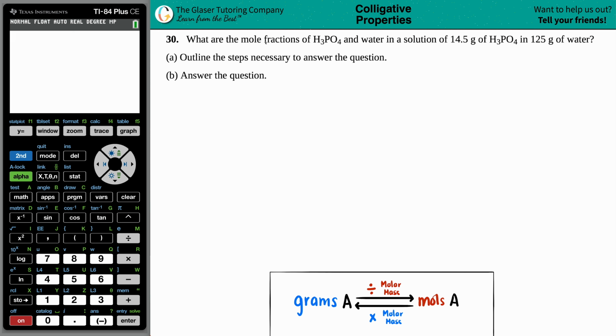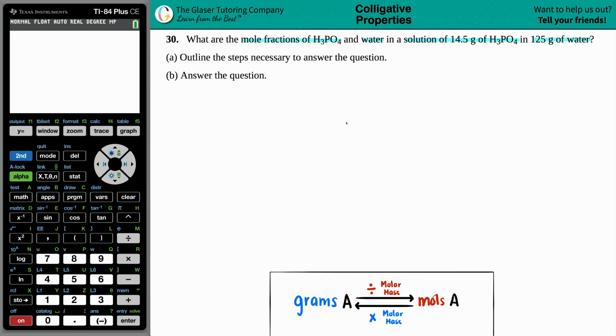Number 30. What are the mole fractions of H3PO4 and water in a solution of 14.5 grams of H3PO4 in 125 grams of water? Then we have letter A: Outline the steps necessary to answer the question, and then B: Answer the question. All right.